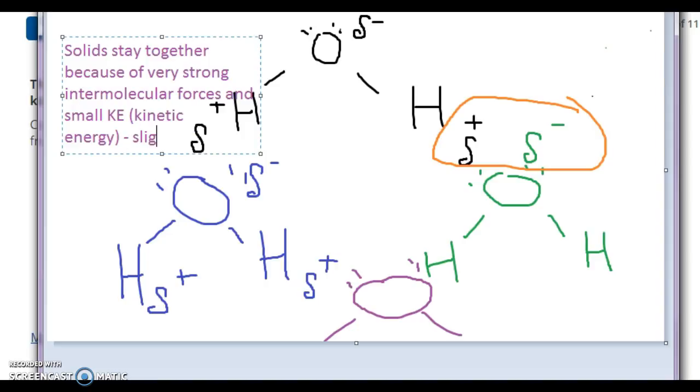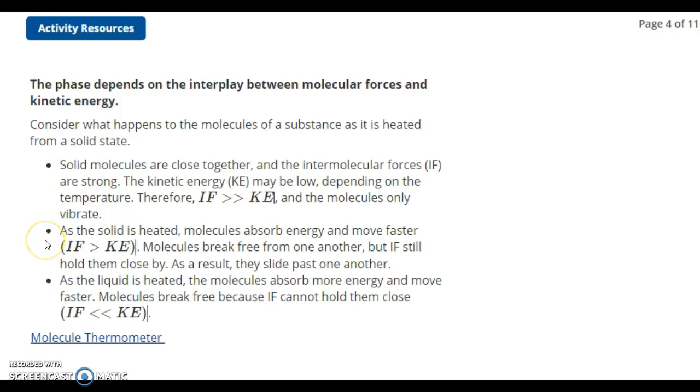So only slightly moving. Okay? As the solid is heated, the molecules absorb energy and move faster. So the intermolecular forces are still bigger than the kinetic energy, but it's not as much. Notice how this has 2 greater than signs, this has 1. Molecules break free from one another, but intermolecular forces still hold them close by.